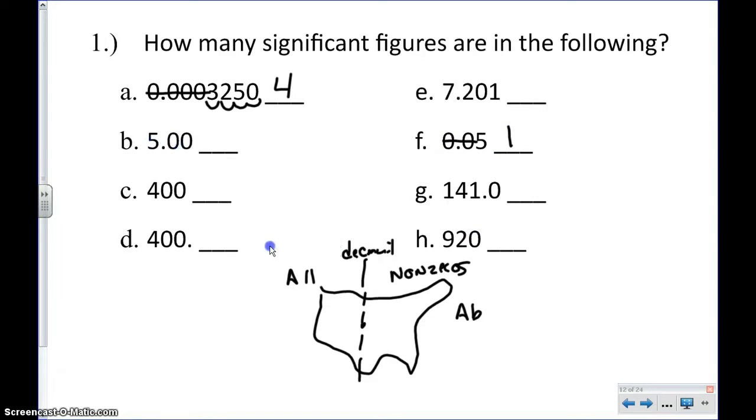Now here, the decimal's present, so we're on the all side. So this is going to be 1, 2, 3. And then here, no decimal present, so just the non-zeros, so just 1. Here the decimal is present, so it's all, so that's 3. Here the decimal is present, so 1, 2, 3, 4. Here the decimal is not present, so that is not significant, so this answer is in fact 2. And those are the answers to number 1.